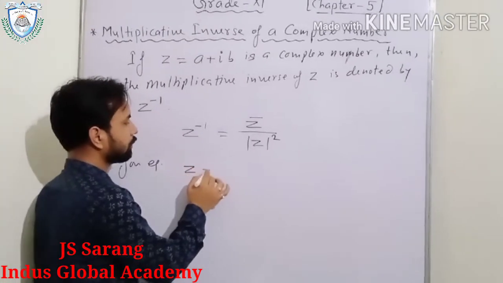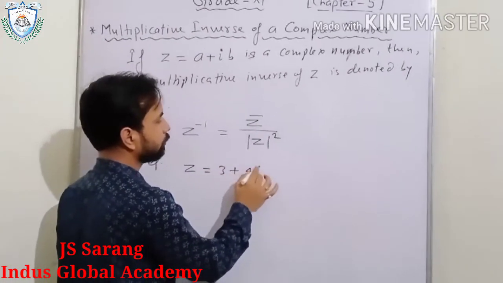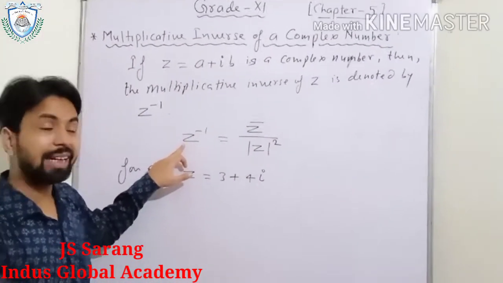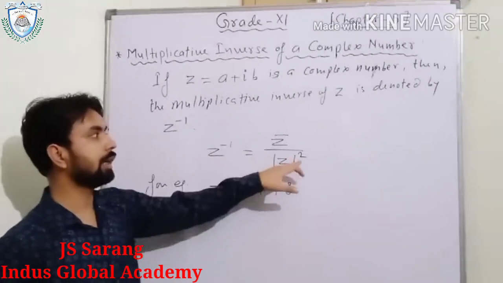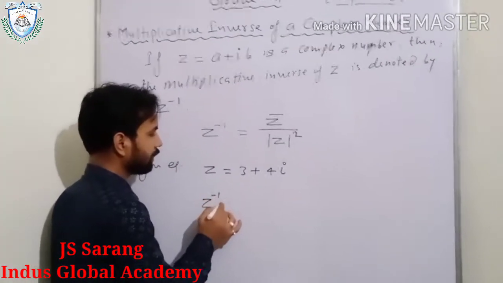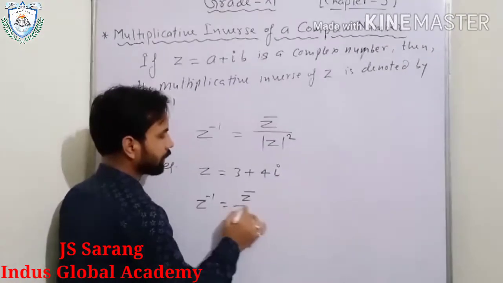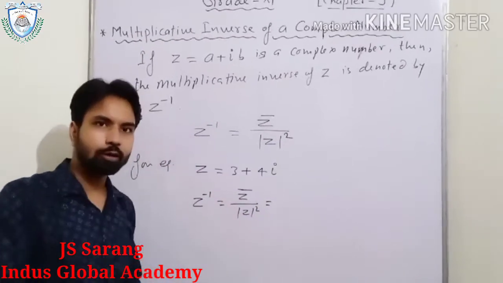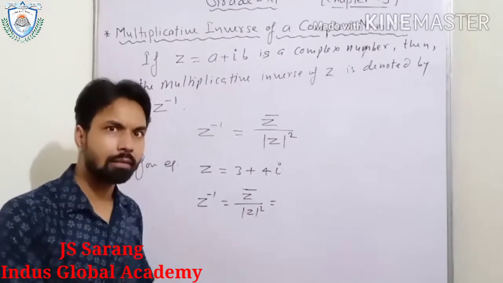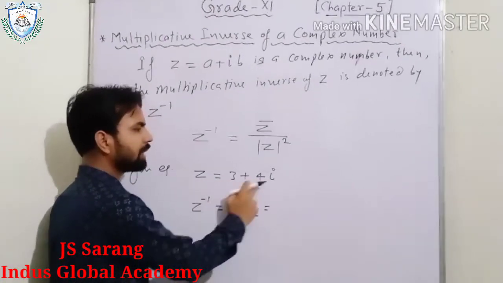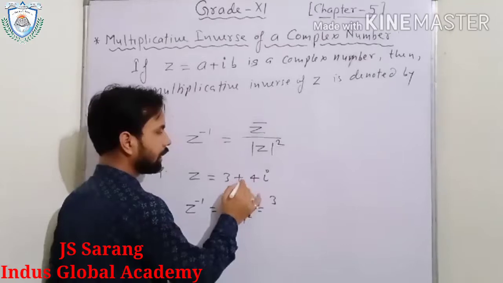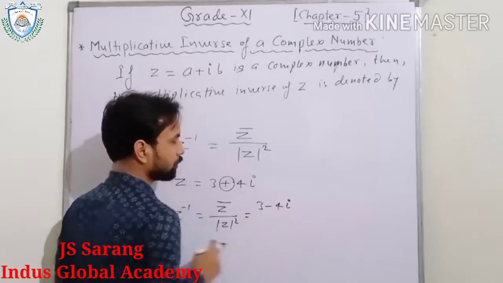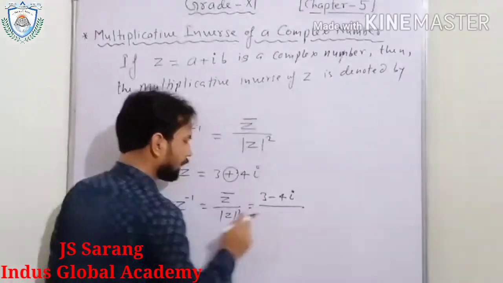For example, if z equal to 3 plus 4i, understood? So its multiplicative inverse will be z conjugate upon modulus z square. So beta, z inverse equal to z bar upon mod of z square. Here z bar is the conjugate of z, and I explained how to find the conjugate. So the conjugate of this complex number will be 3. We change the sign; this is a positive sign, so it will be negative 4i.